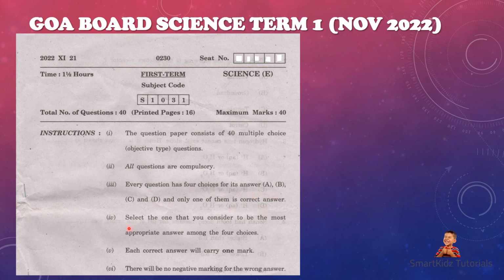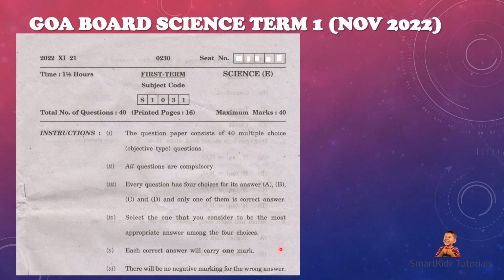of them is correct. Select the one that you consider to be the most appropriate answer among the 4 choices. Each correct answer will carry 1 mark. There will be no negative marking for the wrong answer. So this last point is a very important point, that there is no negative marking for any wrong answer, which should motivate you to answer all of the questions that are in front of you.